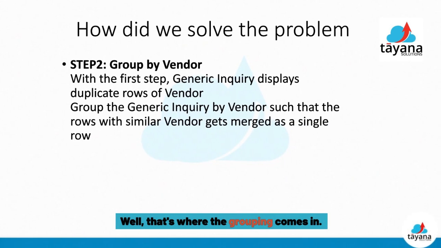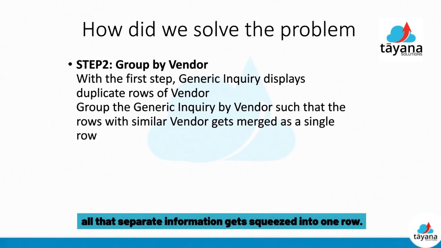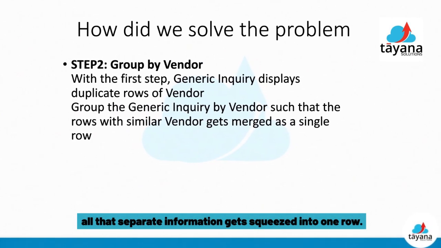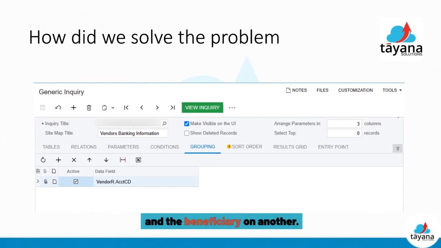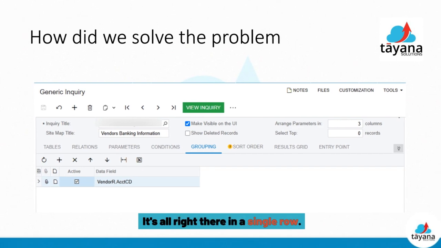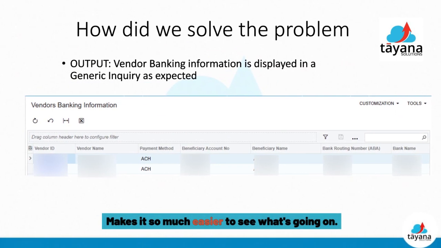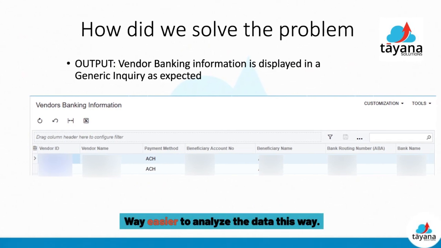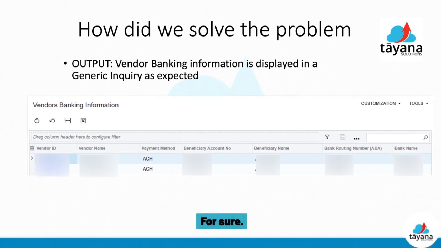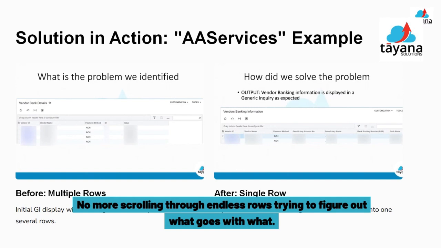Well, that's where the grouping comes in. By grouping everything by the vendor ID, all that separate information gets squeezed into one row. So we don't have the account number on one row and the beneficiary on another. It's all right there in a single row. It makes it so much easier to see what's going on. It's a simple trick, but really powerful. Way easier to analyze the data this way. No more scrolling through endless rows trying to figure out what goes with what.